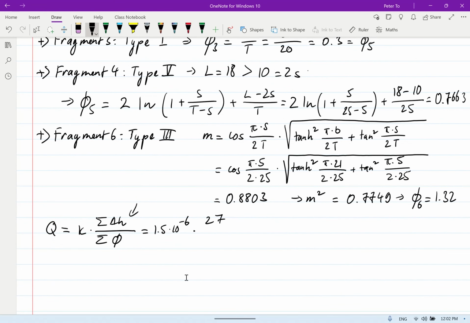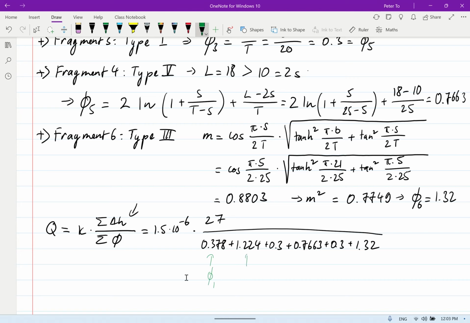Times 27 over phi 1 plus phi 2 plus phi 3 plus phi 4 plus phi 5 plus phi 6, which is 0.378 plus 1.224 plus 0.3 plus 0.7663 plus 0.3 plus 1.32. Alright, so this is phi 1, phi 2, phi 3, phi 4, phi 5, and phi 6.